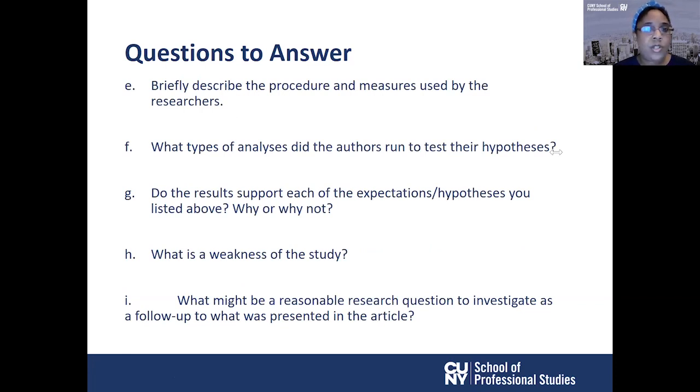We want to be able to describe the procedures. We want to be able to describe the measures used by researchers. We also want to know what types of analyses they did. So how did they test their hypotheses? And then the question is, do the results that they found actually support the hypotheses? As I mentioned to you, they already tell you about their limitations, so that would be a weakness of the study. And then finally, one thing that we always want to know is what type of follow-up is needed.